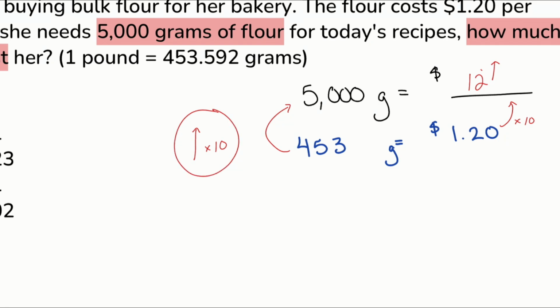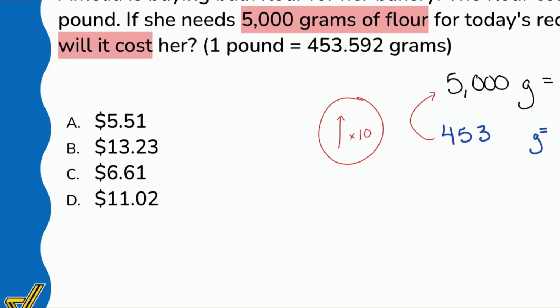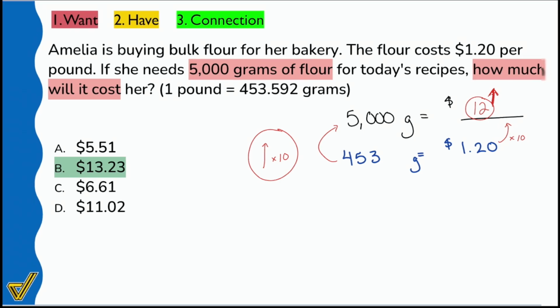So if we multiply by 10, we get 12, but we know it's going to be greater than $12. Look at the answers. What's the only answer that's greater than $12? Boom. This is a perfect example of a problem where you don't actually have to calculate everything to be sure that you have the right answer.